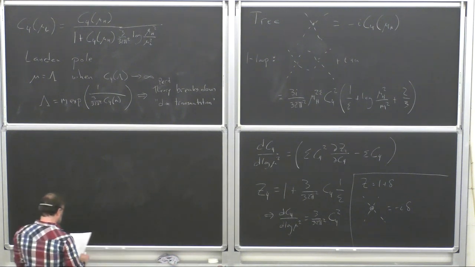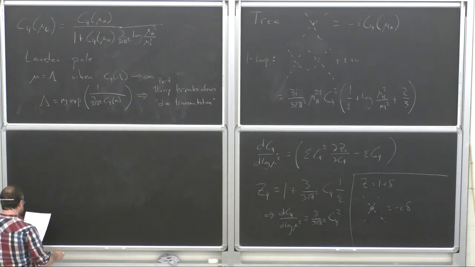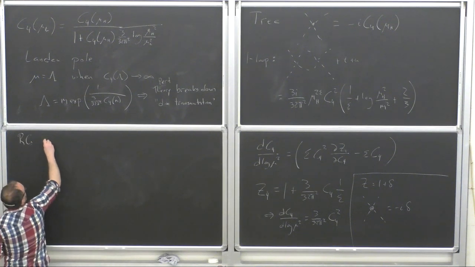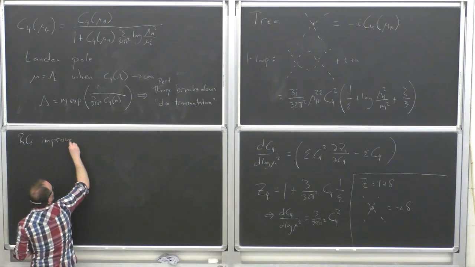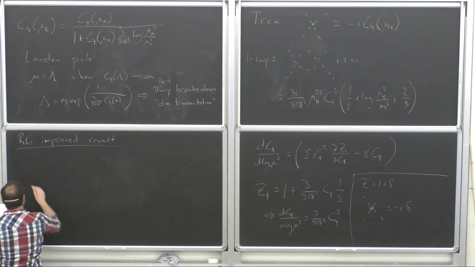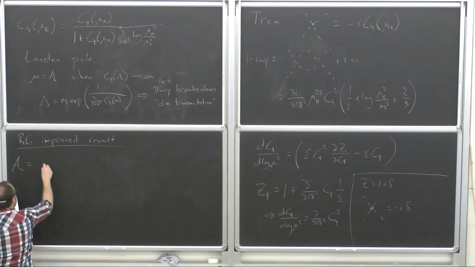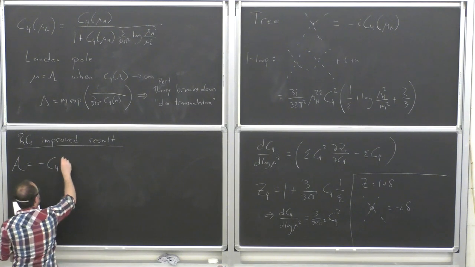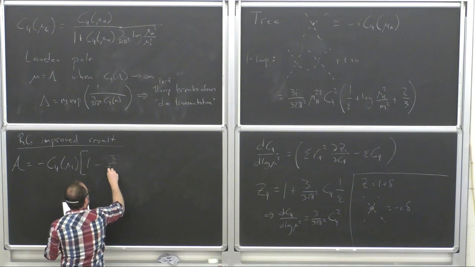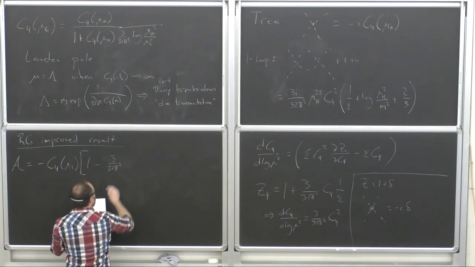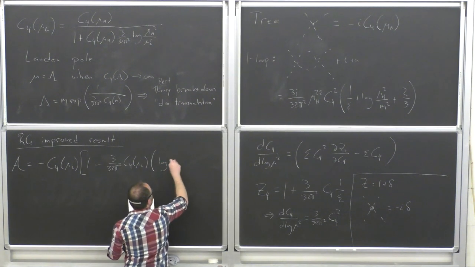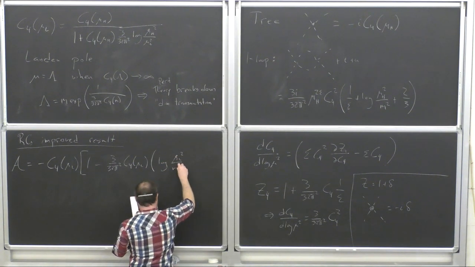So check this out. We can write the amplitude, RG improved. So our amplitude, or our matrix element, looks like the following. It's C4 at mu low times 1 minus 3 over 32 pi squared, C4 at mu low, log mu low squared over m squared plus 2/3.